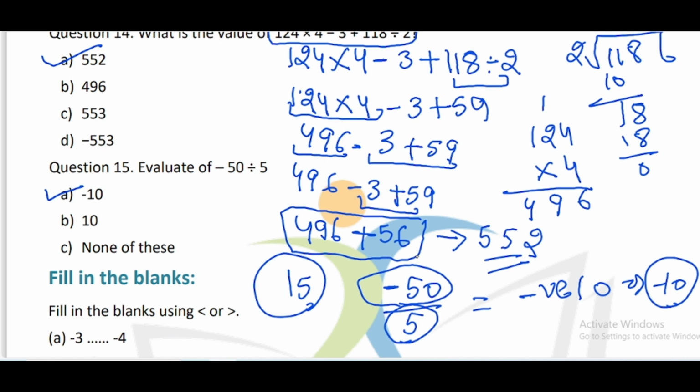Let's see. Minus 50 divided by 5. If a negative integer is divided by a positive integer, or a positive integer is divided by a negative integer, then the quotient is in negative form. Then we solve the numerals, 50 divided by 5 is 10, and the right answer is minus 10.